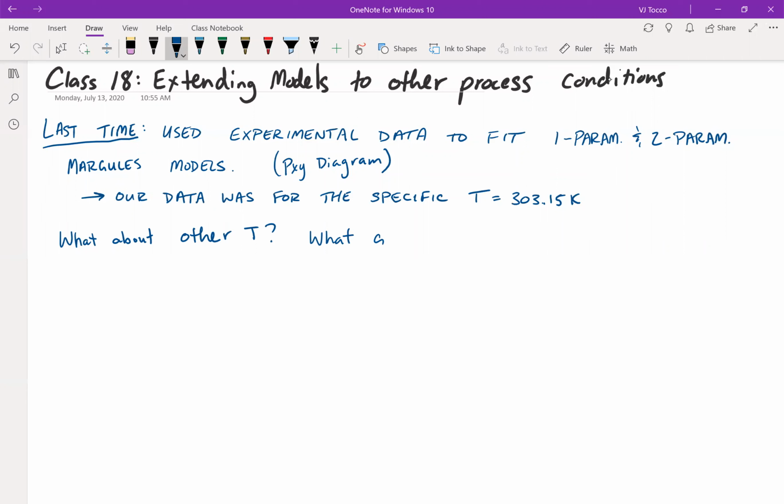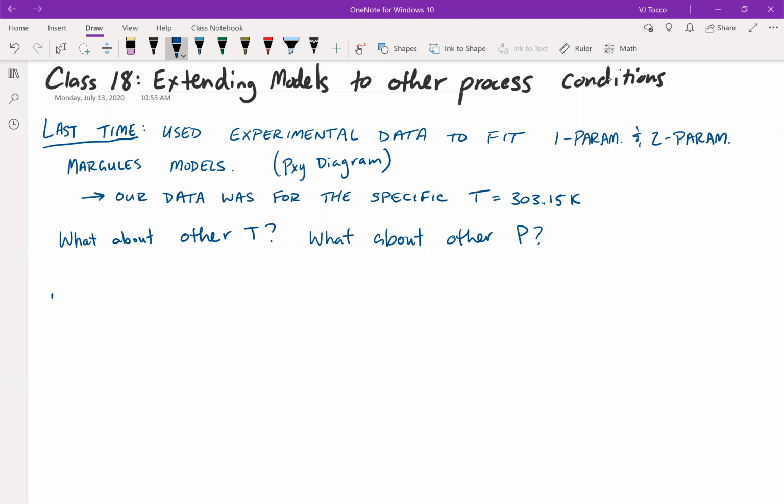So I'll also say, what about other P? Even though for a PXY diagram, P is varying for a specific temperature, I might want to do a TXY diagram for varying pressure as well. So there's a couple of different ways we can handle this.